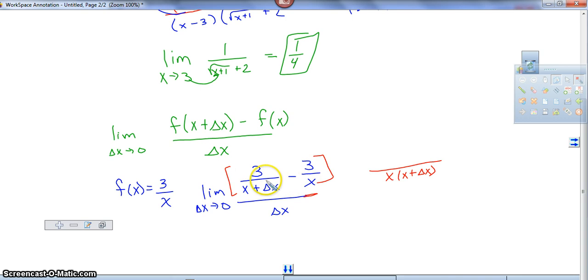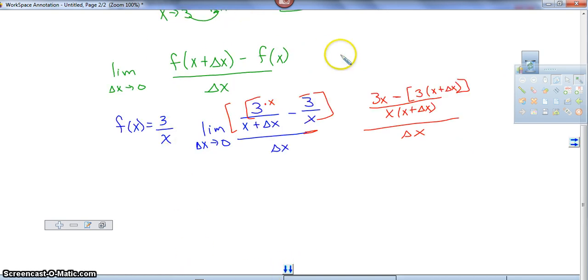So now you have to look, just like when you did fractions in 5th and 6th grade or whenever that was, this term right here was over x plus delta x. Well, my new denominator is x times x plus delta x. So I need to multiply this one by an x, so I get 3x, minus this one was just over x, so I need to multiply it by this. So I'm going to subtract, I'm going to use parentheses, 3 times x plus delta x. And that whole thing is still over delta x.